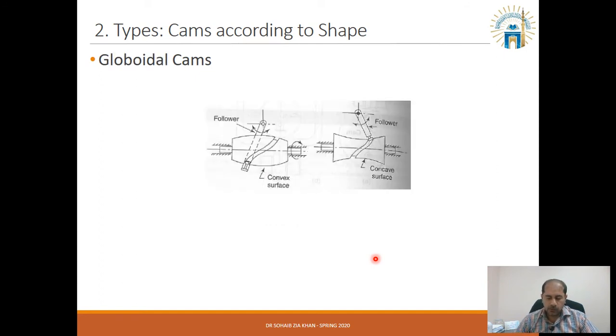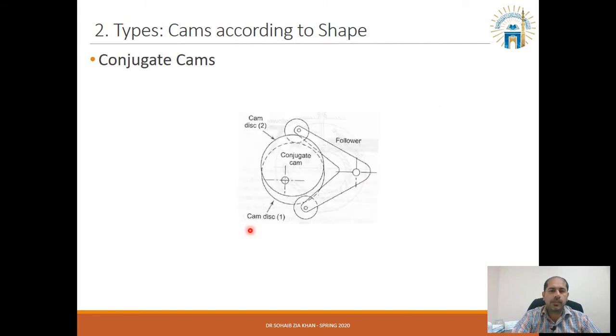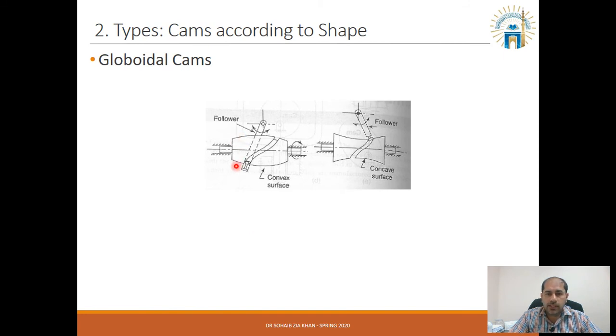Then we have this globoidal cam. So this is nothing, just another form of cylindrical cam. In a cylindrical cam we have a straight line. So I quickly go back to show you that this is a straight line over here because it is a cylinder. Rather than a straight line over here, this cylinder has either a bulge out or a bulge in. Okay, so it will be a convex surface or concave surface, and the rest of the mechanism is the same. The groove and the follower will move accordingly.